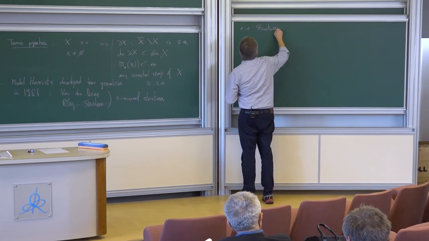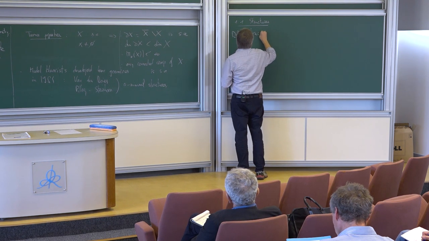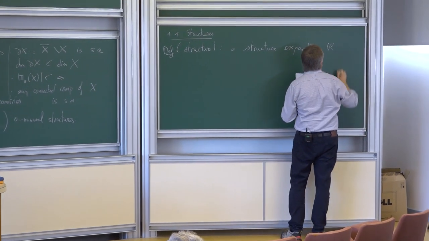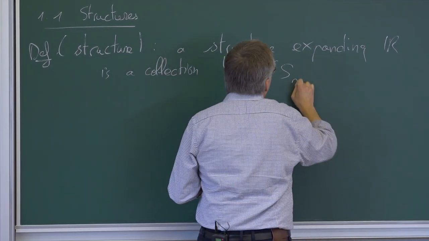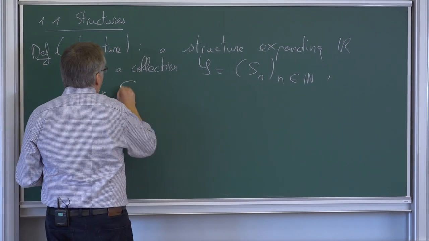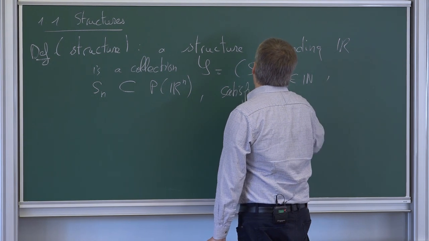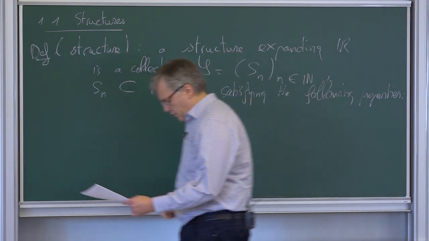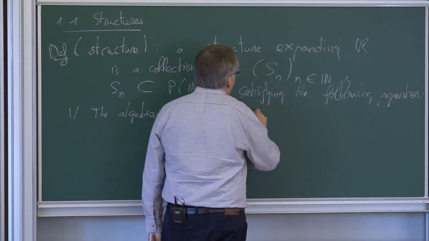So I'll remind you a few things about structures first, and then I will talk about o-minimal ones. So what is the definition of a structure? A structure expanding R is a collection S equal S_n for each integer n, where S_n is a subset of the power set of R^n, satisfying the following properties. So the first property that you want is that the algebraic sets of R^n are in S_n.